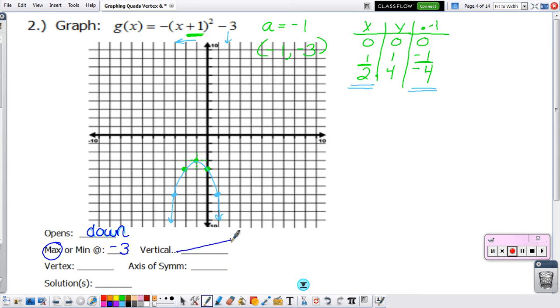Its vertex is -1, -3. Remember, the axis of symmetry is that vertical line that comes through that vertex, and it has to be written as an equation. So that would be x equals -1. If you look at this graph for the last question, where I'm asking for the solutions, you do not see the graph cross the x-axis, so there will be no real solutions.